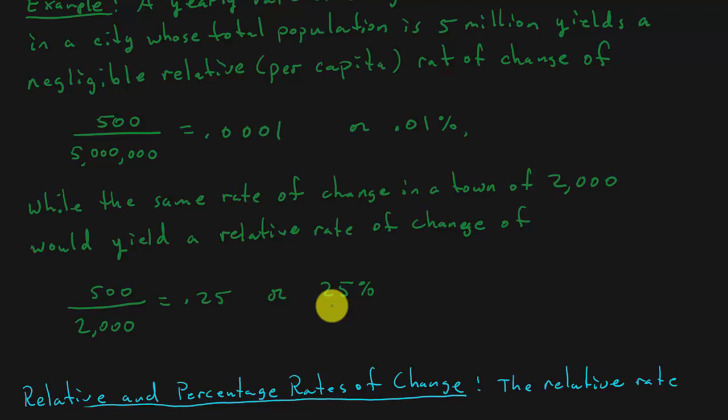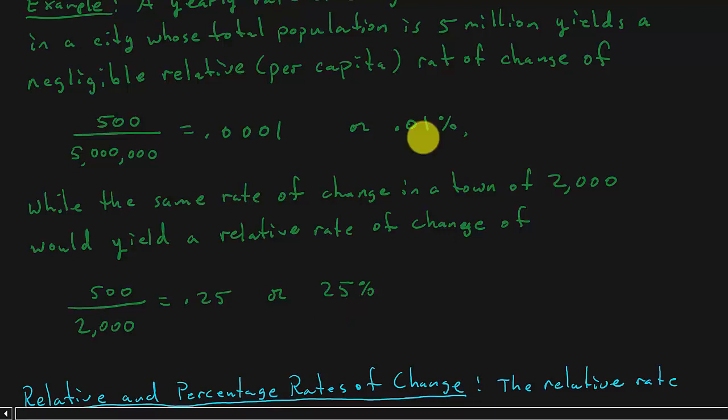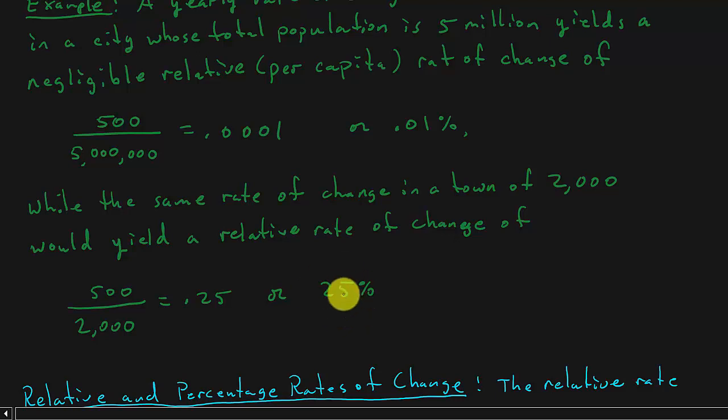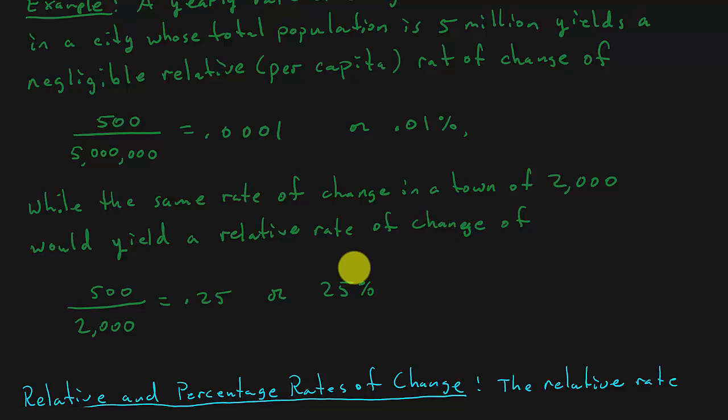Well, it really doesn't tell them anything, but it would tell them more if you said, yeah, last year we lost 0.01% of the people in our city. And you say, oh, well, that's not that much. But if you said we lost 25% of the people, you'd say, whoa, that's a lot. So you see the difference?